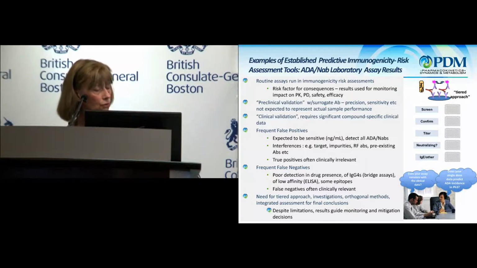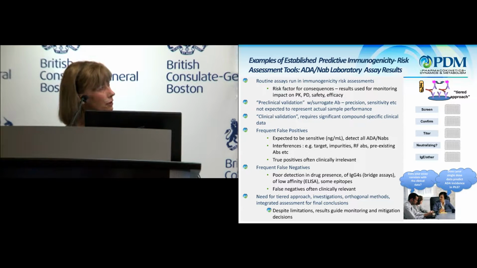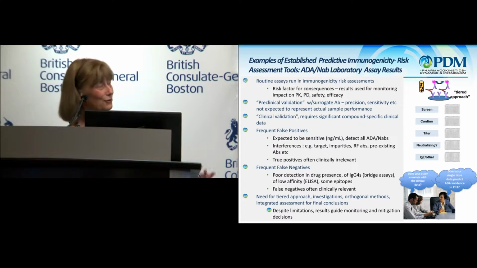So we talked before about the reliability of the methods that we're now starting to apply, a lot of these T cell, in silico assays, et cetera. And I thought it would be useful to go back and, especially since Jeremy says I've been in the business for a long period of time, talk a little bit about what I would consider to be an established predictive immunogenicity risk assessment tool, which is actually our antidrug antibody and NAB assay results.